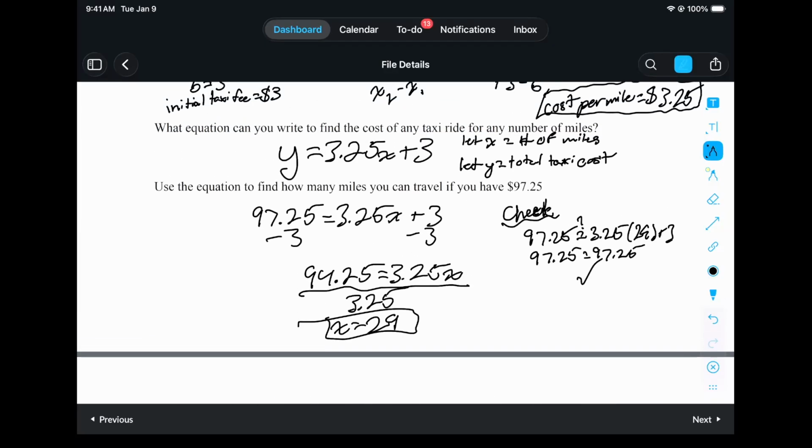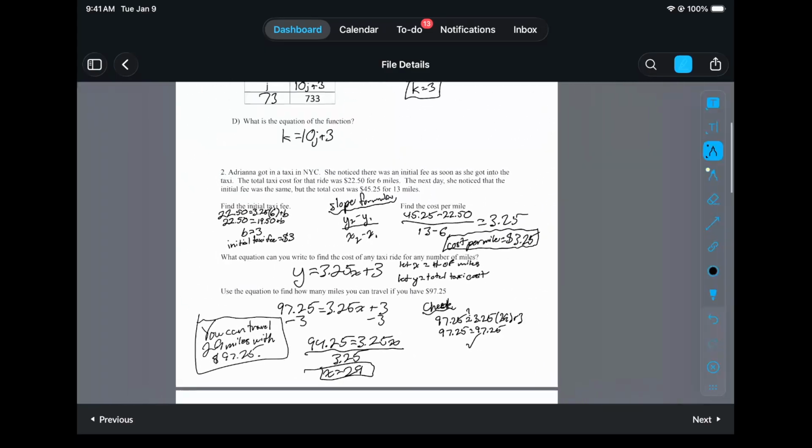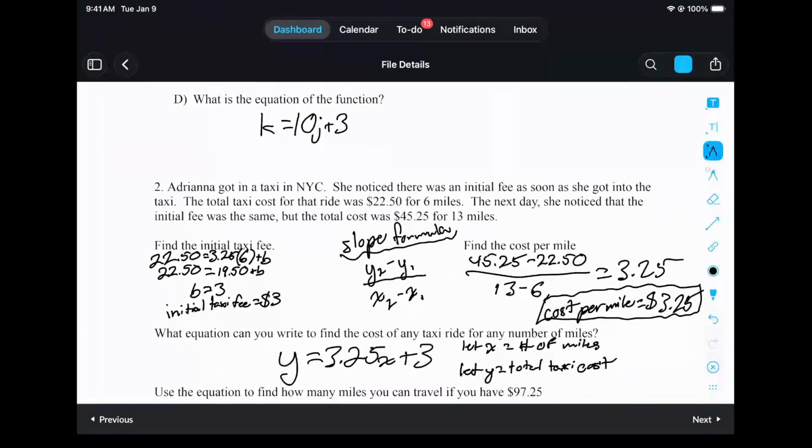Going back up here with our taxi cab problem. You can travel 29 miles with 97.25. Okay. Just a quick look, can I get everything? I cannot. We're just going to go back.